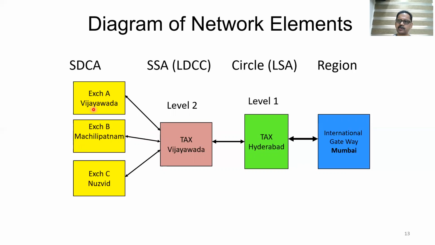In this example, I have taken Krishna district in Andhra Pradesh, and I have taken only 3 SDCAs, though there are 10, because it is difficult to depict all the 10 here. Some districts may have 15 to 16 SDCAs also, depending upon the geographical area and the number of exchanges.